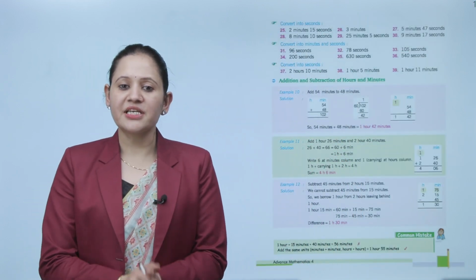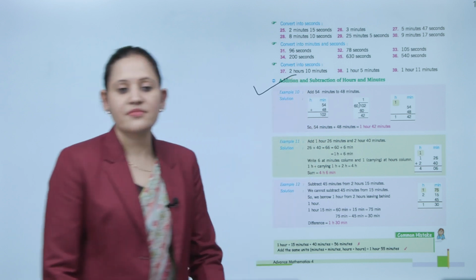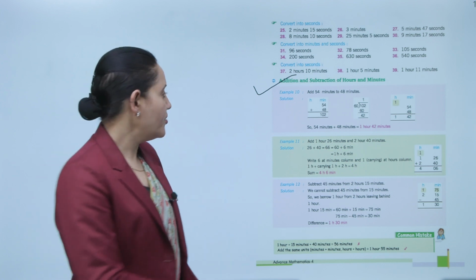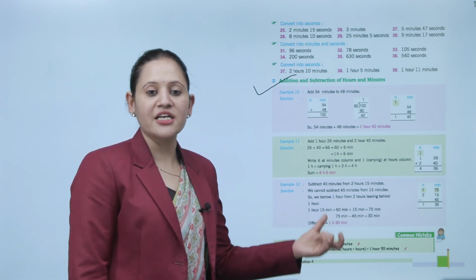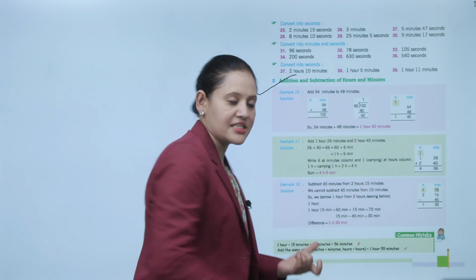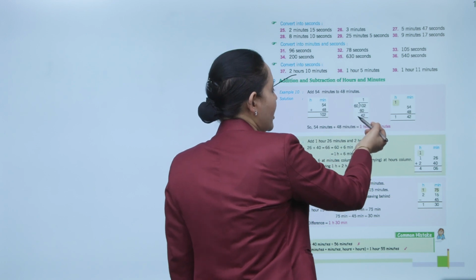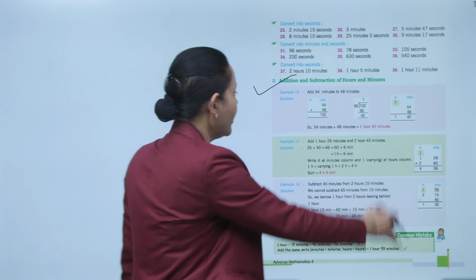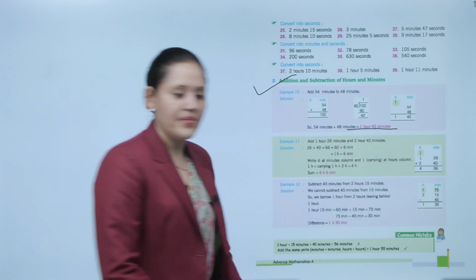Next is addition and subtraction of hours and minutes. Add 54 minutes and 48 minutes. So first, we add the minutes. 54 plus 48, that is 102. Now, in 1 hour, there are 60 minutes. So, divide by 60, that is 1 hour 42 minutes. So, we'll write 42 under minute column and hour mein 1 likhenge. So, total is 1 hour 42 minutes.